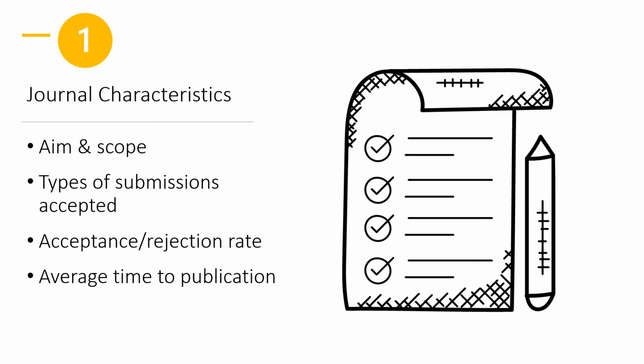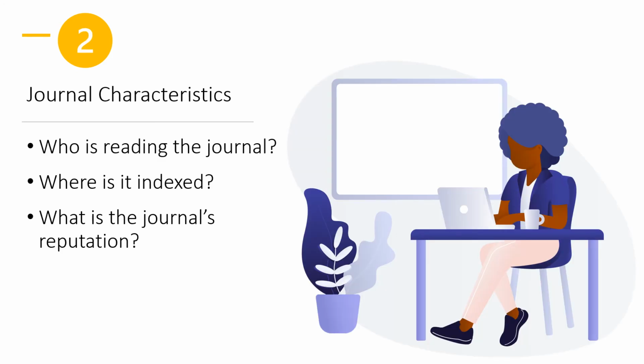Also look at the average time to publication so you have some idea on how long it might take to go through the process. Additional characteristics to keep in mind are who is reading the journal. You'll want to make sure that the readers you're hoping to reach have access to the journal. For instance, open access journals are freely available to anyone, where subscription journals may be limited to those who have access to an institutional library or their own subscription. Some journals are only available to members of an association or society. If these are the people you're hoping to reach, this kind of journal may be a good option for you.